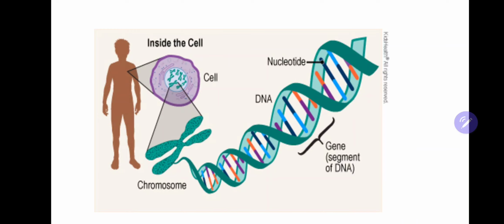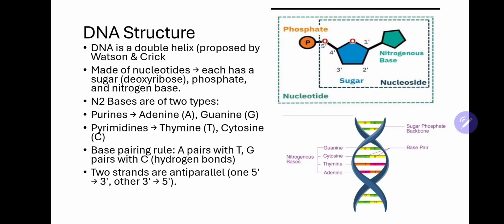Okay. So, inside a cell, we can see the nucleus, and the nucleus consists of thread-like structures called chromosomes, which are really the DNA molecules. And this DNA constitutes the gene segments, and these genes are made up of nucleotides. Okay, so now we can look at the structure of DNA.